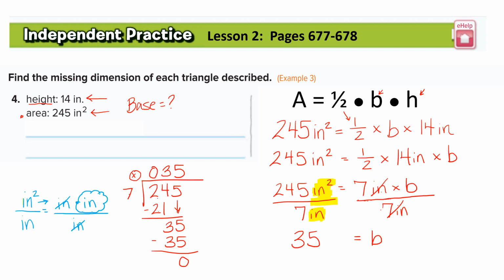This translates into inches. So that's how we get inches and not inches squared as our answer. And that makes sense because the base is a linear measurement. We're just measuring a line, and that is just one dimension. So the answer is 35 inches.